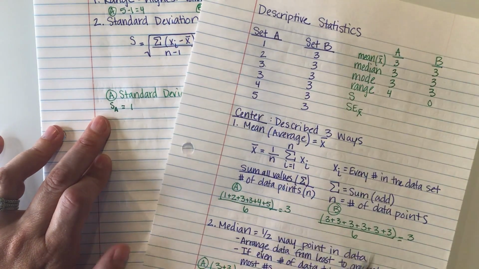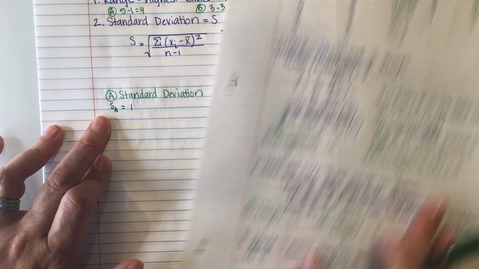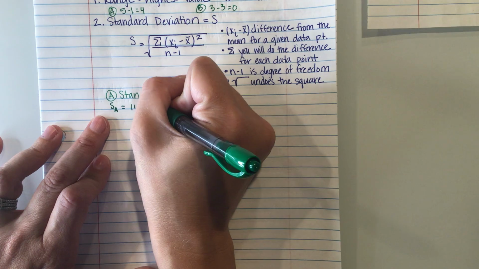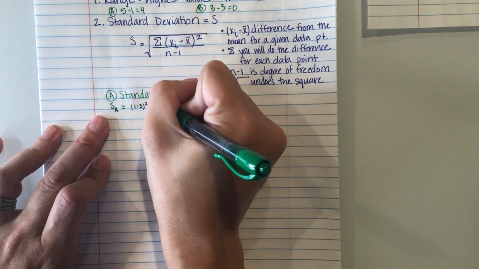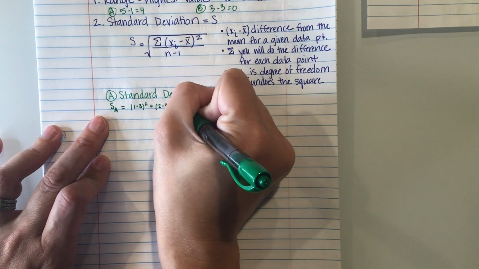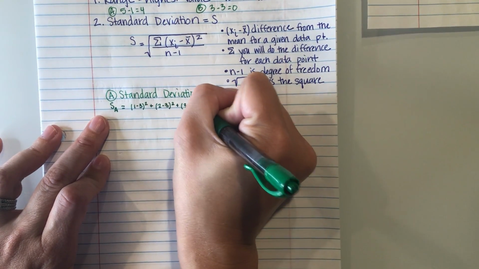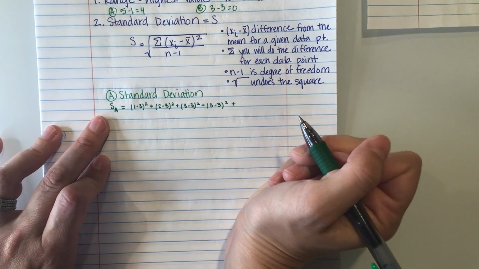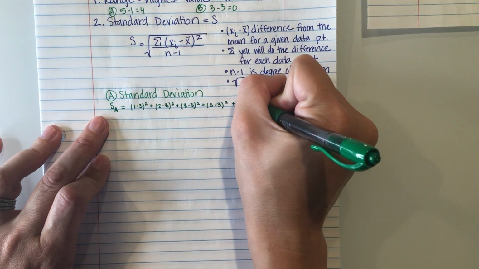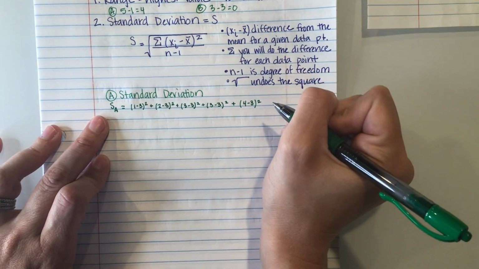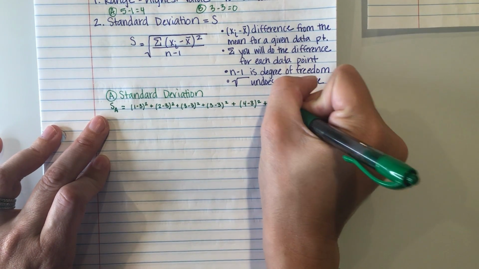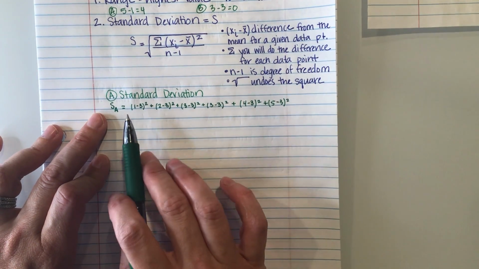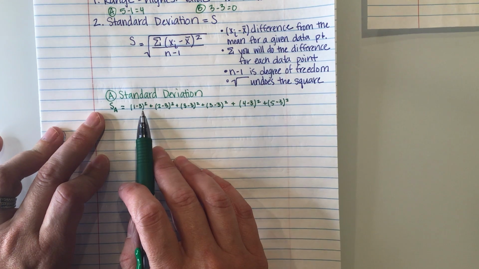We said my mean, or my average, was 3 for set A. So it's going to be (1 minus 3) squared plus (2 minus 3) squared plus (3 minus 3) squared plus (3 minus 3) squared plus (4 minus 3) squared plus (5 minus 3) squared. Okay, so that's the sum of all my data values minus the mean.